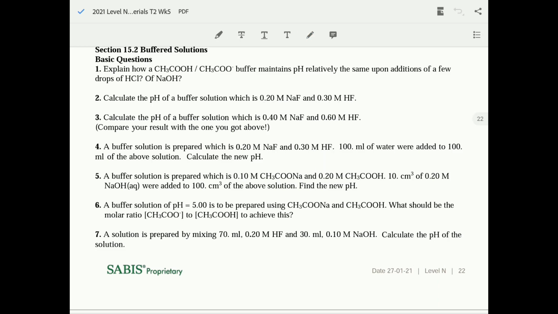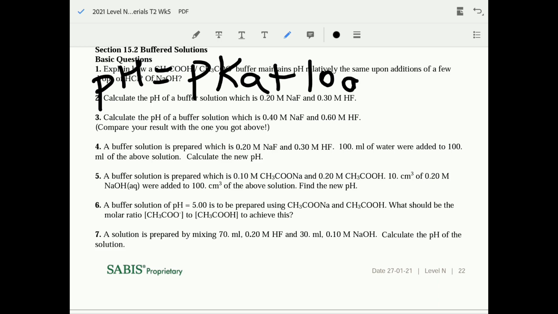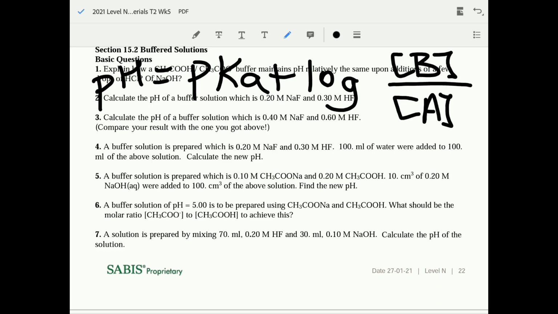Question 5 now. We have a buffer solution which is prepared of 0.1 molar CH3COONa, which is the conjugate base of CH3COOH, and we have 10 cubic centimeters of 0.2 molar NaOH, which is added to this. So we have to find the new pH. Again we have to use the exact same Henderson equation. pH is equal to pKa plus log of base over acid. I'll give you guys a few seconds to solve, and then we'll check together.